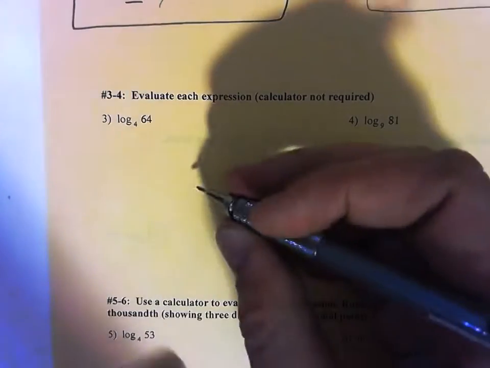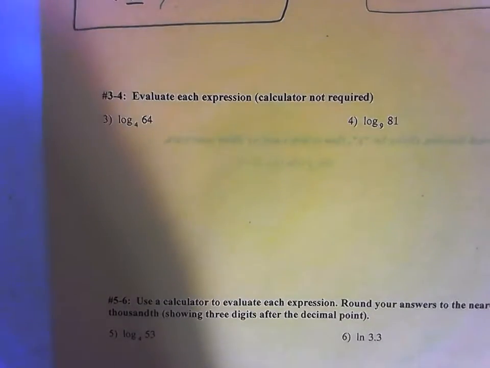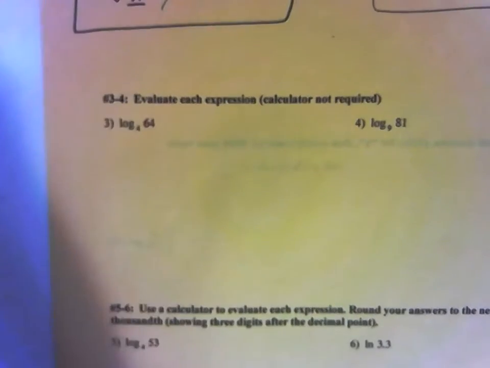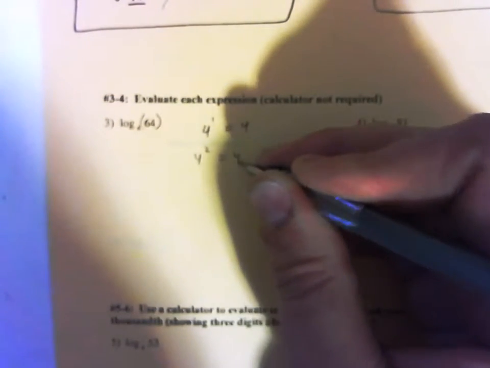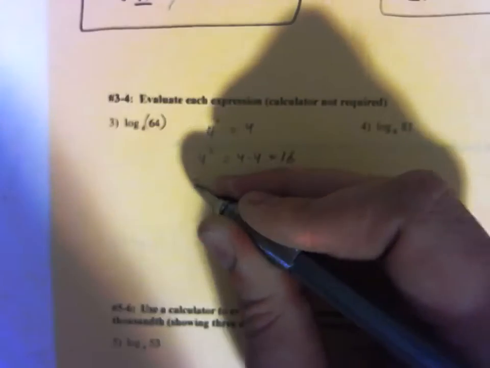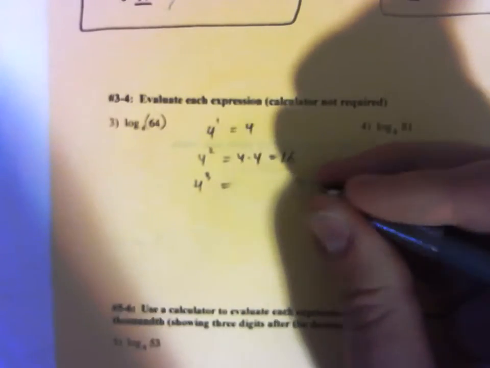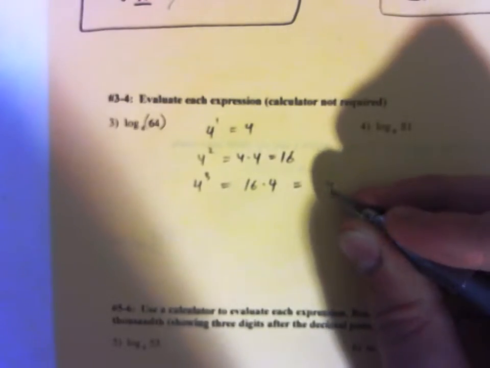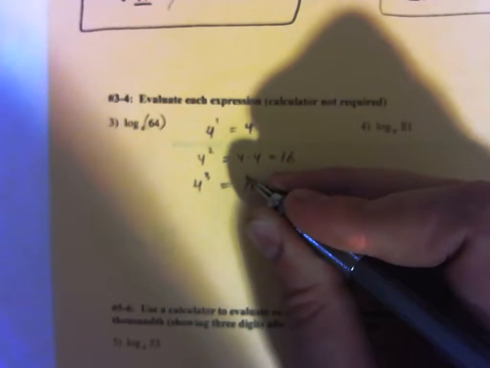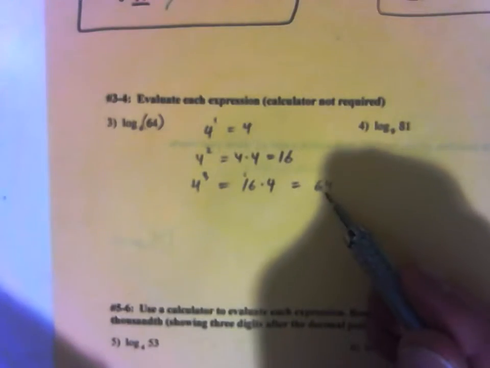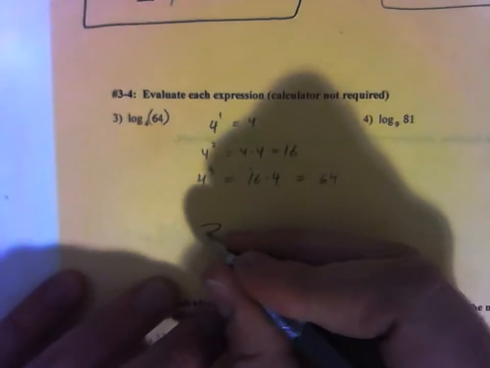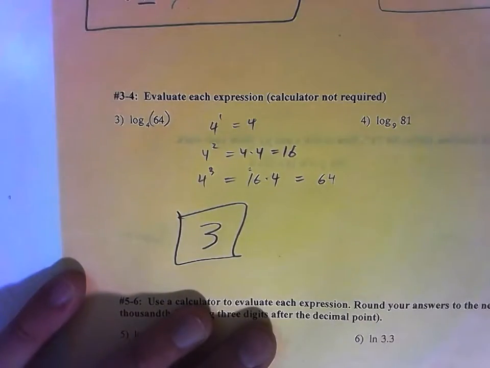4 to what power is 64? That's what a log means. What power of this base gives me this number? 4 to the first is 4. 4 squared is 4 times 4, which is 16. 4 to the third is 16 times 4, which is 64. You could use your calculator, 4 times 4 times 4, 64. So 4 to the third power is 64.